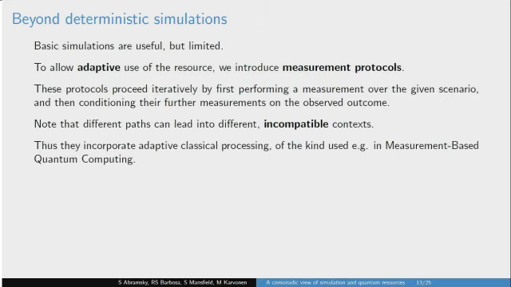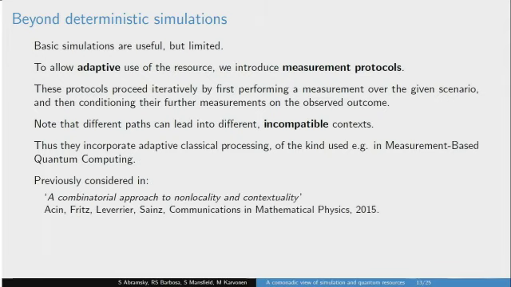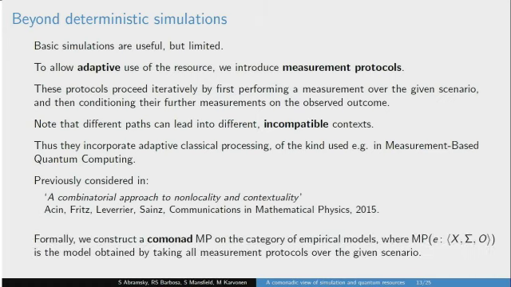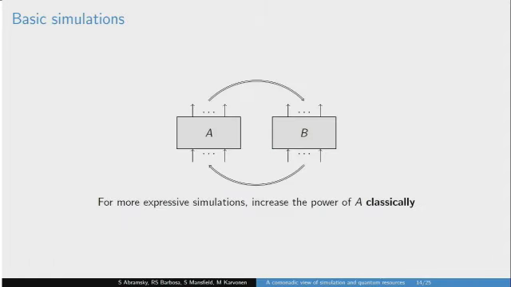And the interesting thing is that this is already something that people have done in related things, although for somewhat different purposes. For example, in measurement-based quantum computing, it's very essential that you can use earlier measurement outcomes to choose what further measurements to do. And this thing turns out to be a comonad on this category of these empirical models. And basically the plan is then to move to the co-Kleisli category of this. So if we first had these fairly limited simulations, then you can think of improving the power of A, but in a purely classical fashion.